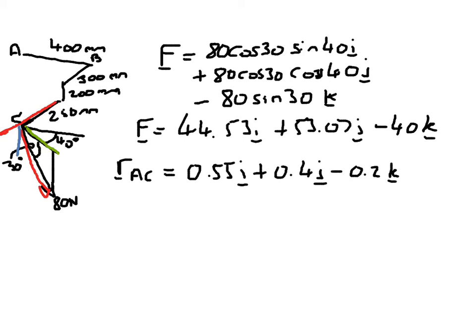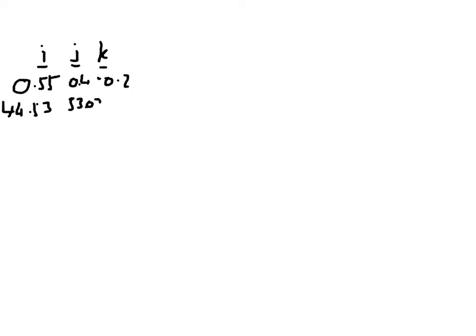Translate it into a matrix. So on my next page, we're going to have I, J, and K. We're going to have 0.55, 0.4, and minus 0.2, then 44.53, 53.07, and minus 40. That's my matrix. That's my R crossed with my F.